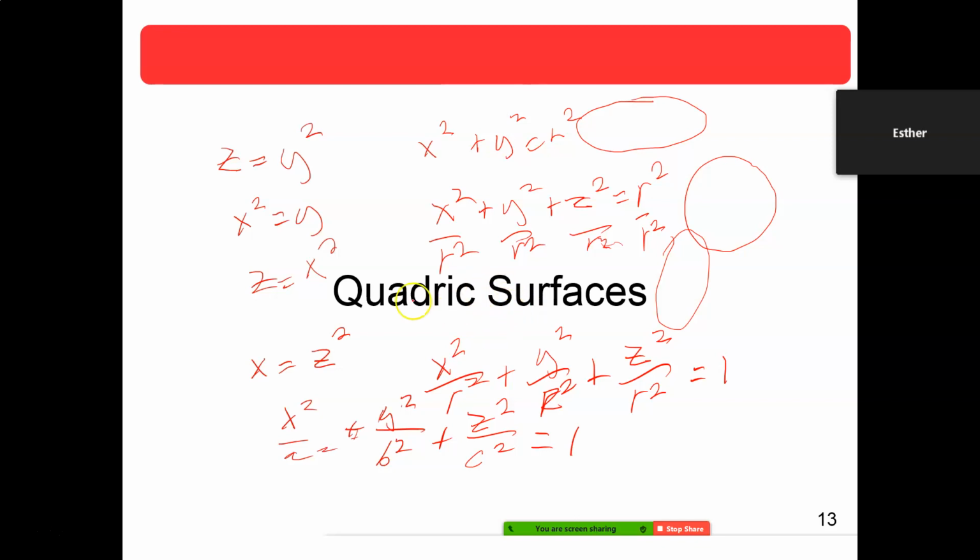By the way, for parabolas, one variable is to the first power and the other variable is to the second power. For circles and ellipses, all variables are to the second power and all the signs are positive.